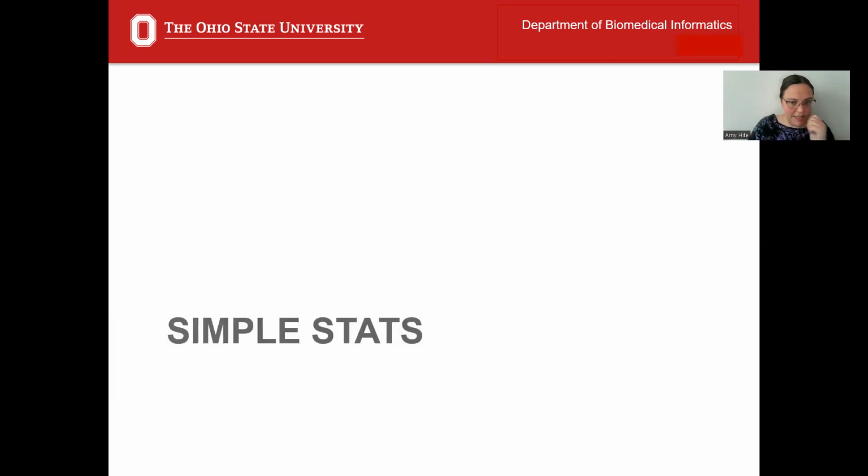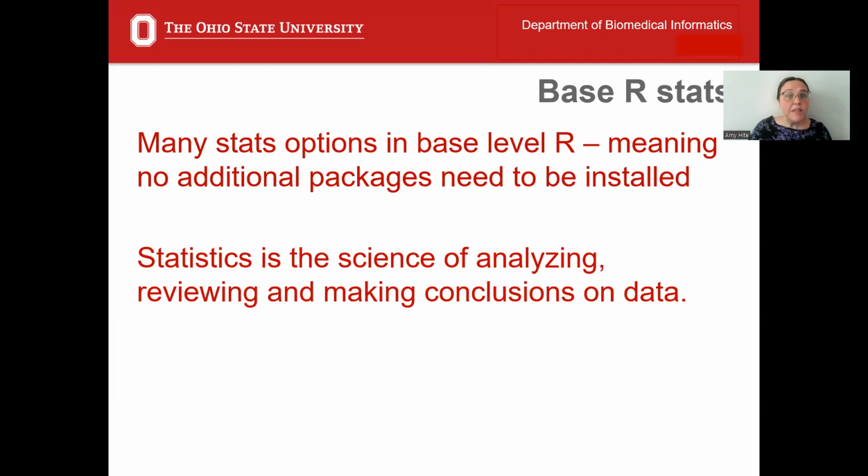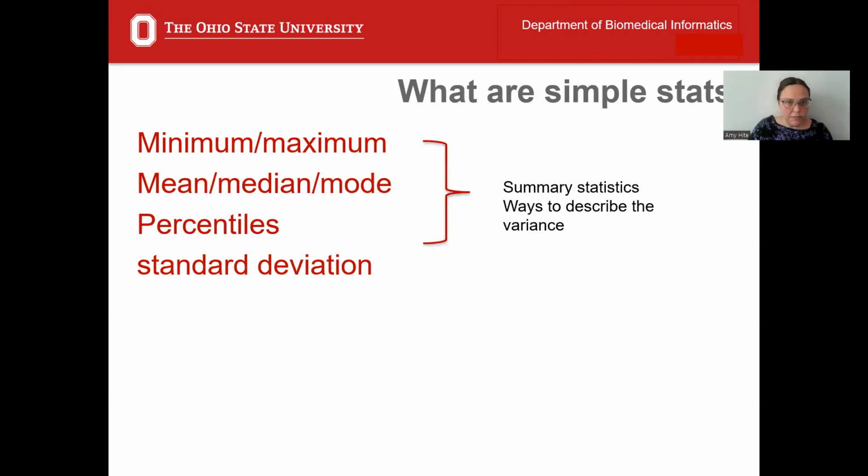Okay, starting out with simple statistics. There are a lot of stats that are built into base R, meaning that you don't have to install a package to get an average value or the minimum or maximum. As long as you know the command, you can get the statistics out of it. This includes minimum, maximum, mean, median, mode, percentiles, standard deviation. These are all different summary statistics, ways to describe your data set.